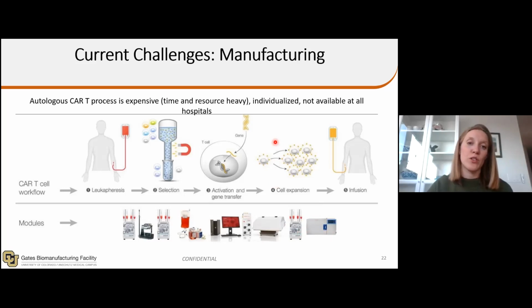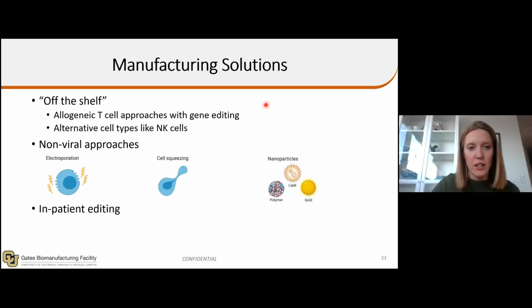Another huge contributor to the expense is that, for autologous CAR T cell therapy, it has to be individualized. So the therapies are manufactured on a patient-by-patient basis. And because the process is so expensive and individualized, it's obviously not available everywhere, and it's only available at specialized places like CU. But in order for it to be accessible to everyone who has cancer, the process needs to be significantly improved.